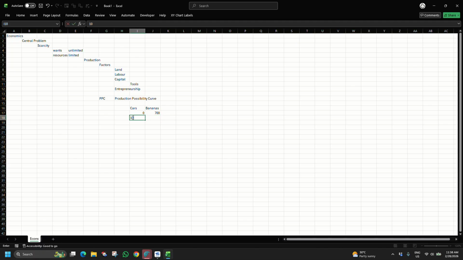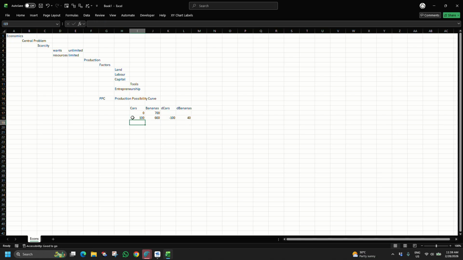Then if you wanted to switch and move some resources to make 100 cars, then the number of bananas you forgo would be 40, and you can only produce 660. So the difference is this minus this. Okay, so I'm just going to move this here. So this will be DC for cars, change in cars, and D bananas, which is change in bananas. Okay, so to forgo 100 cars, you would have 40 bananas.